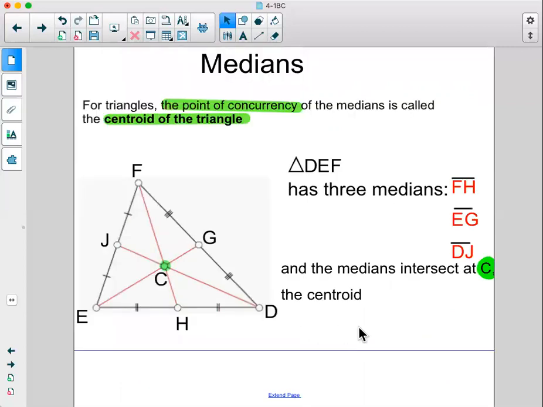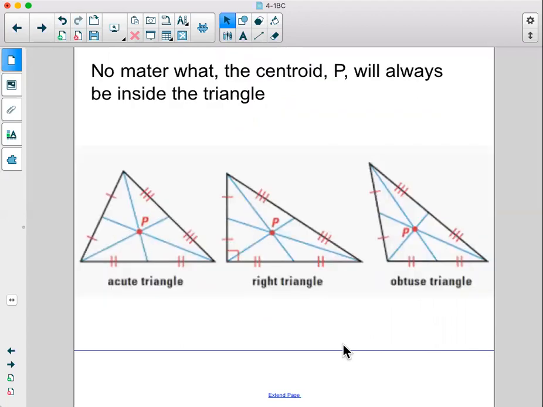Having said that, these three medians intersect at this point here, C, and that is called the point of concurrency. And we call the point of concurrency the centroid of the triangle. The place where the three medians intersect is called the centroid. Notice, no matter what kind of triangle, acute, right, or obtuse, the three medians intersect at the centroid, and the centroid will always be inside of the triangle.